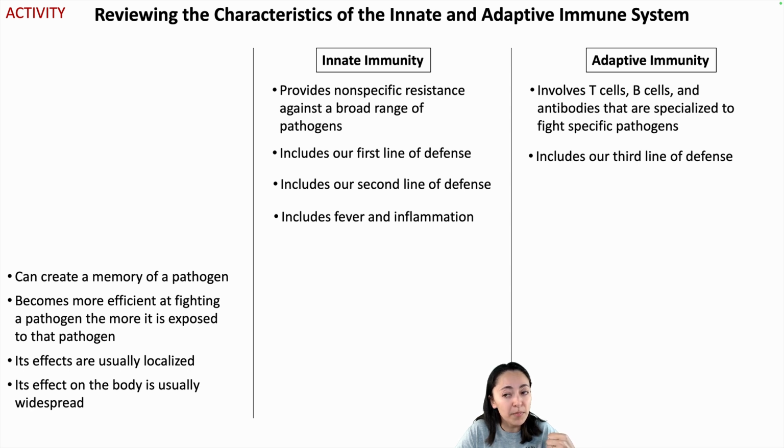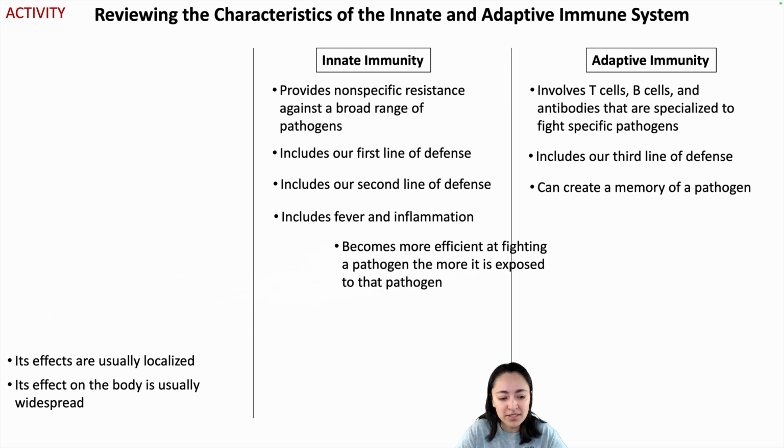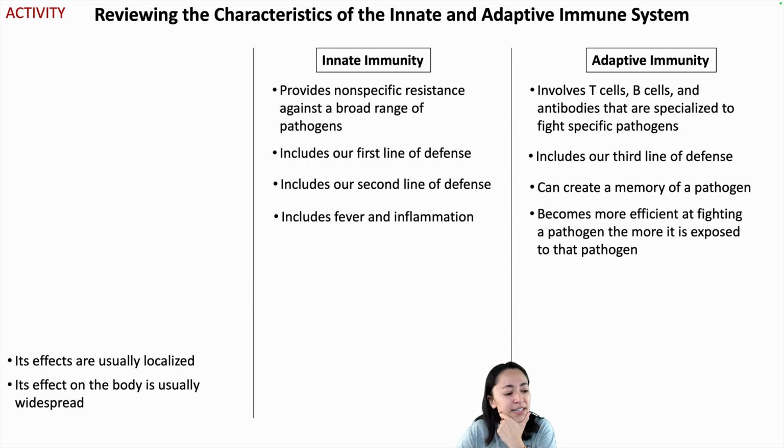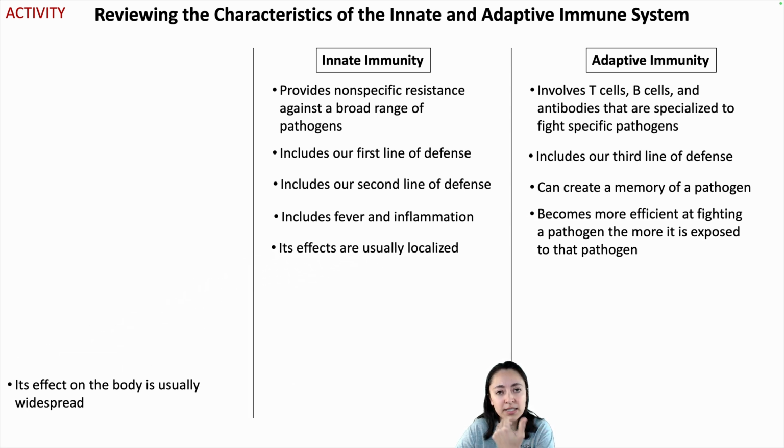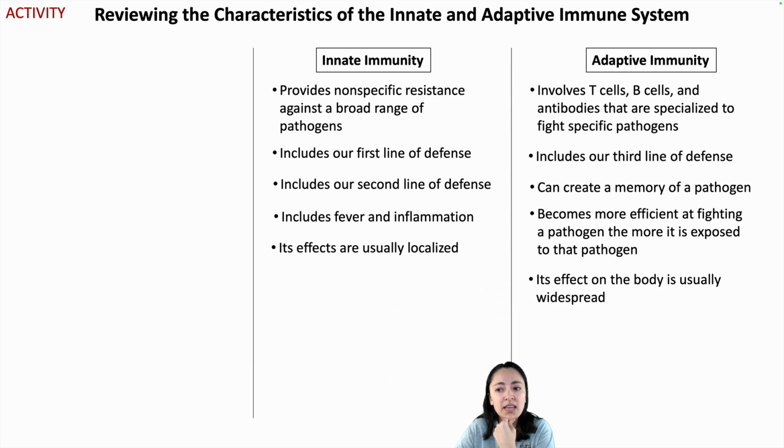This can create a memory of a pathogen. That would be our adaptive immunity. This becomes more efficient at fighting a pathogen the more it is exposed to that pathogen. That's our adaptive immune system. And then this has more of a localized effect on the body. That would be our innate immune response. And its effects on the body are usually widespread or systemic. That would be our adaptive immune response. And that's due to the fact that T cells and B cells are found all throughout our system, especially in our lymphatic organs. And then antibodies circulate through our blood plasma and our lymph, therefore providing widespread protection.